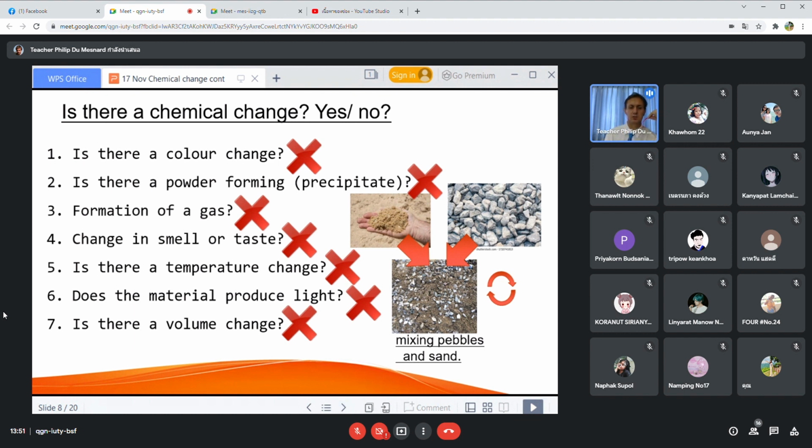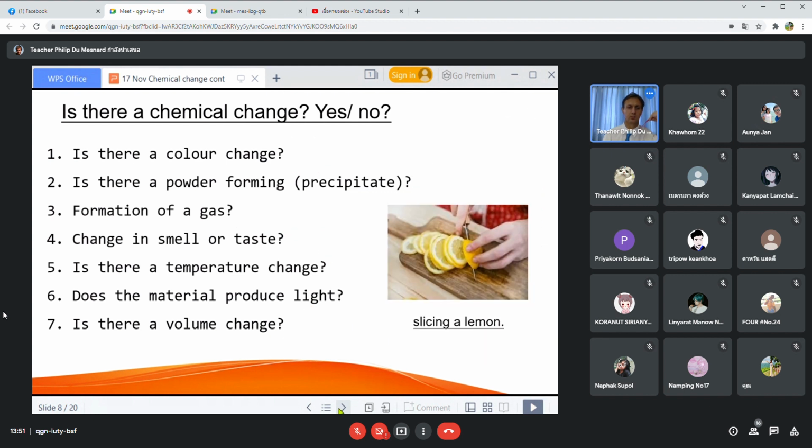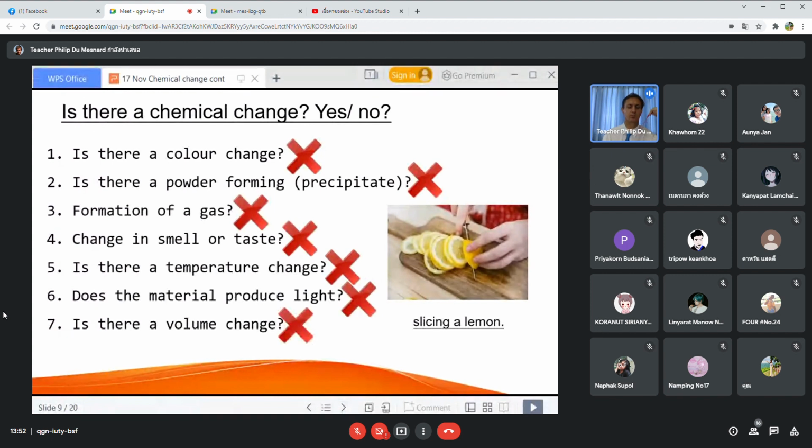So class, is there a chemical change? No. Very good. Okay, I have a lemon. I'm cutting the lemon. So let's see. The color is the same. There isn't powder. There is no gas. The taste is still the same. The temperature is the same. I don't see light. The volume is the same. So is there chemical change? Yes or no? No. Very good. There isn't, because all the questions are wrong, so the answer is no.